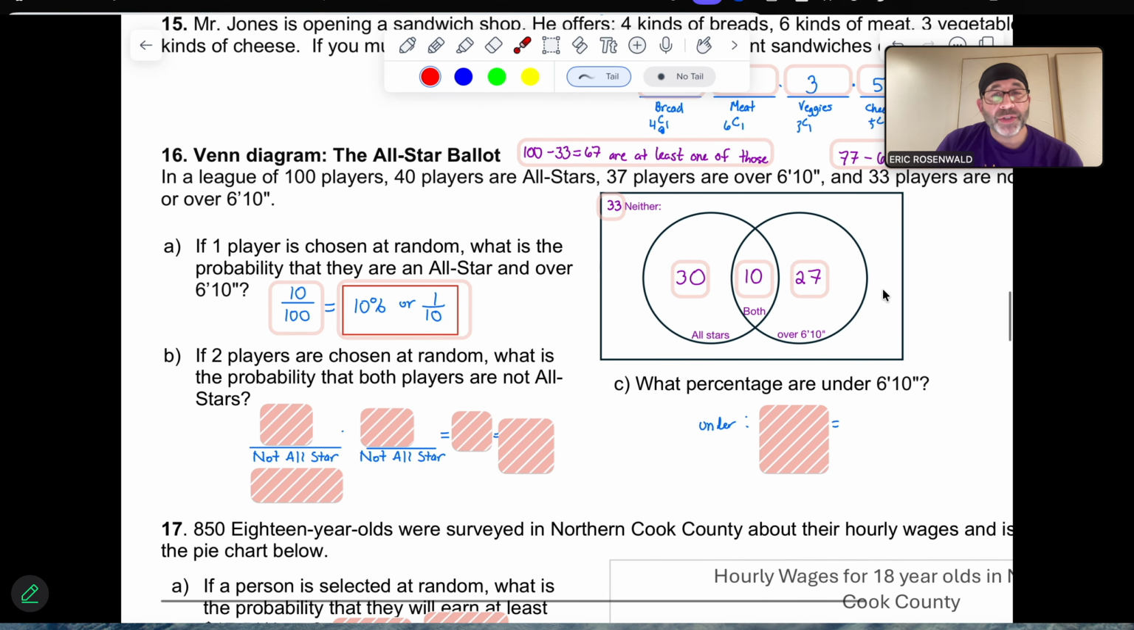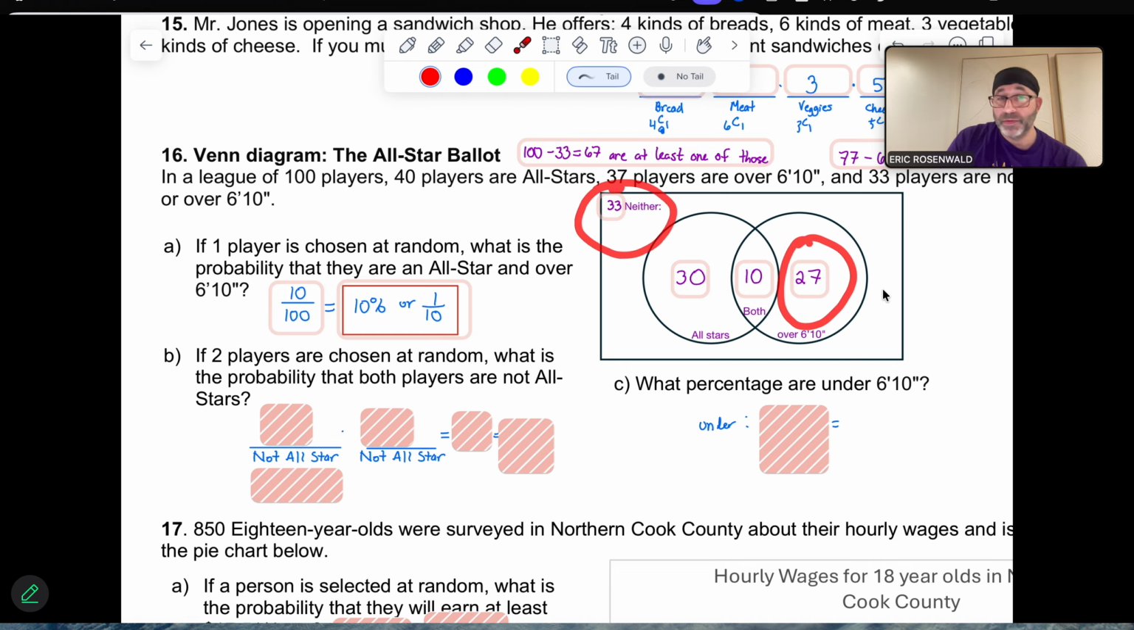If 2 players are chosen at random, what's the probability that both players are not all-stars? Well, when we look at this, these are the people that are all-stars right here. The people that are not are these guys right here and these guys right here. These guys are not all-stars. So that means from the 33 and 27, there are a total of 60 people that are not an all-star. Okay? So then when we look at this, it's 60 out of 100.